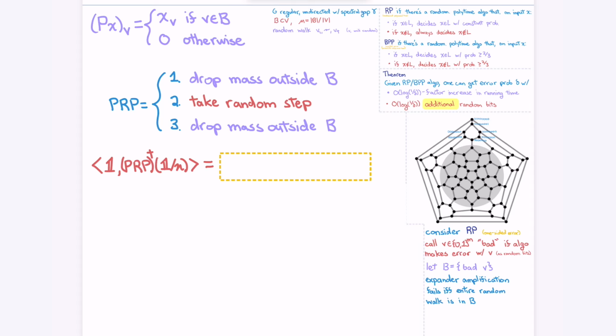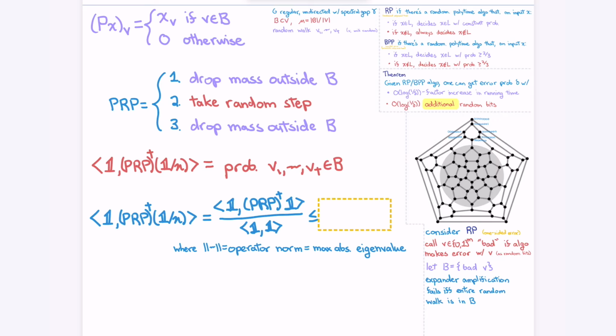That's the probability of always staying inside, right? Because every time you go outside, it just gets zeroed out. So what we're looking at here then is the probability that the entire walk stays in B. It's how much of the mass never got killed along the way. Okay, so now this looks like the usual setup for the calculations we've been doing the last couple of classes. All right, so good.